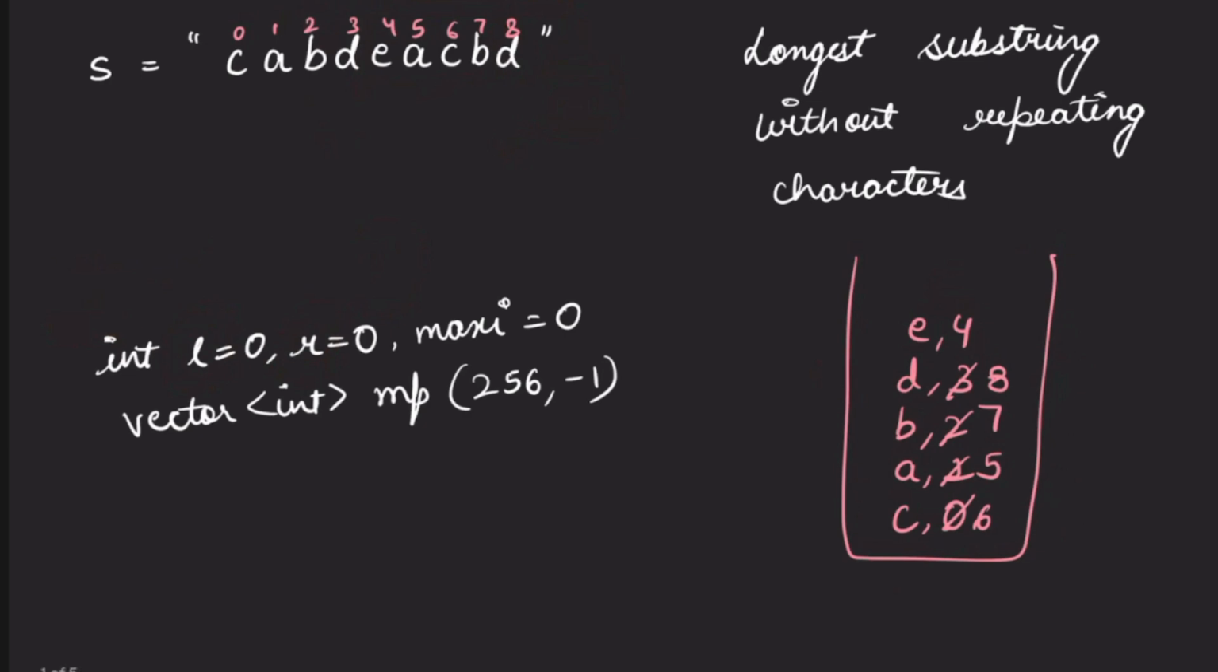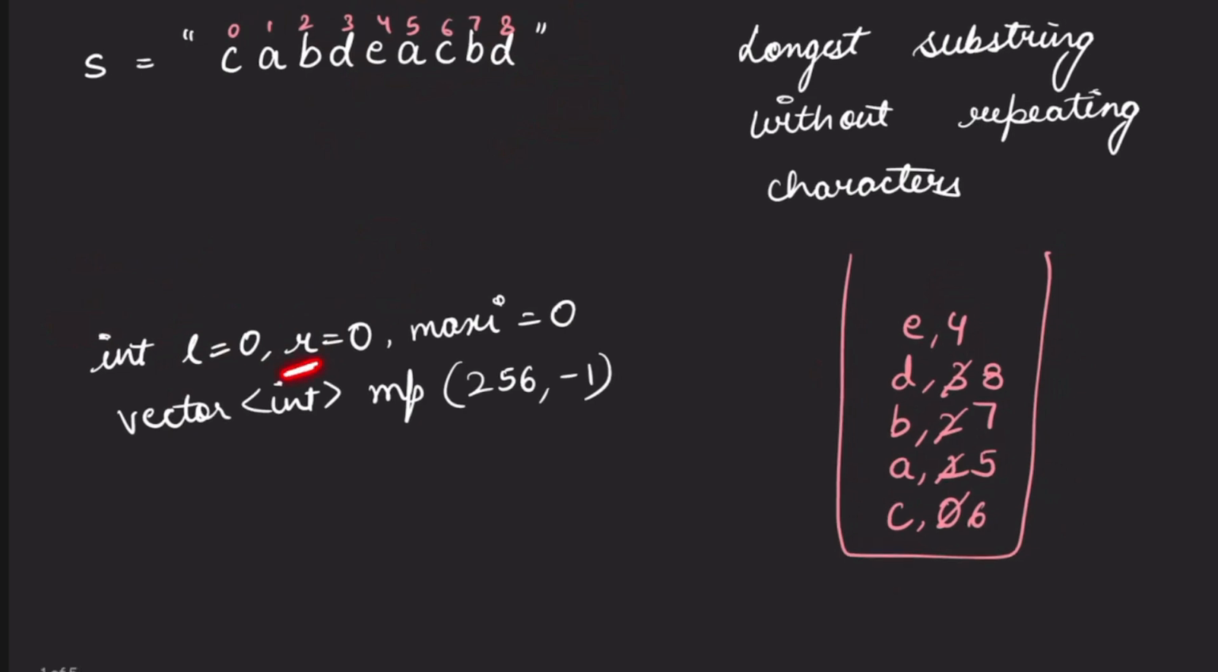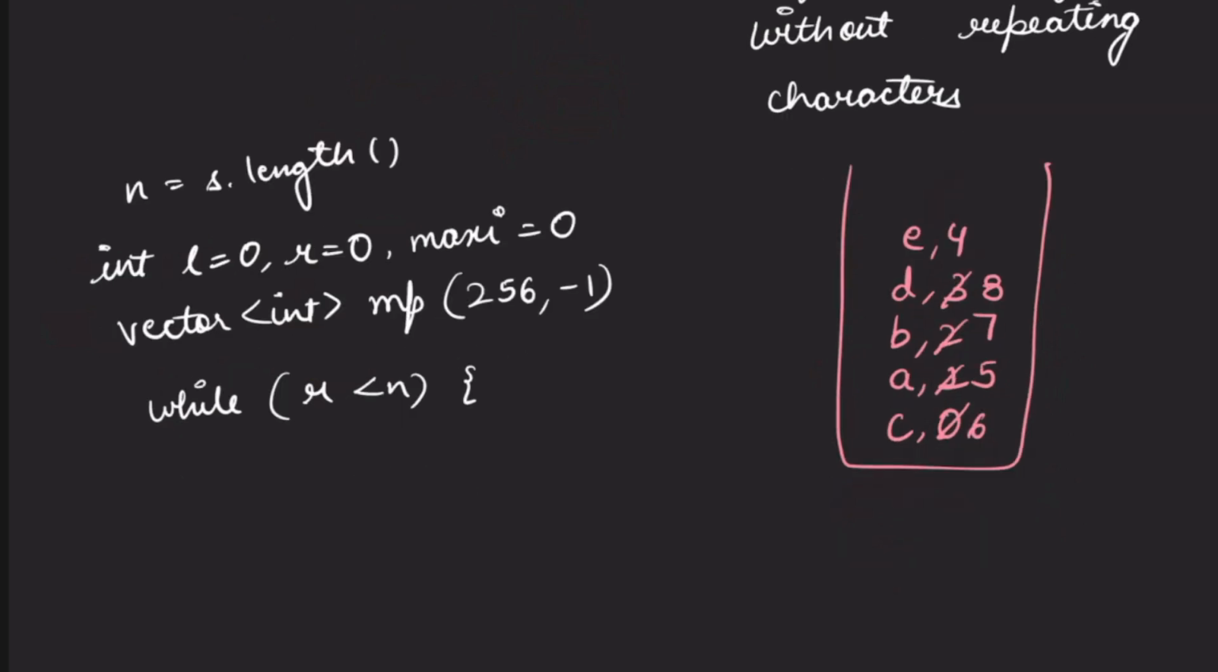Now what you will do is, as I said, when R reached the end of the string, then we stopped, right? So if let's suppose N is storing the length of S, then you need to loop while your R is less than N, right? Now inside this, what you need to do is check if the current character is present in the map or not. So basically, if MP of S of R is not equals to -1, this means that the character is already present.